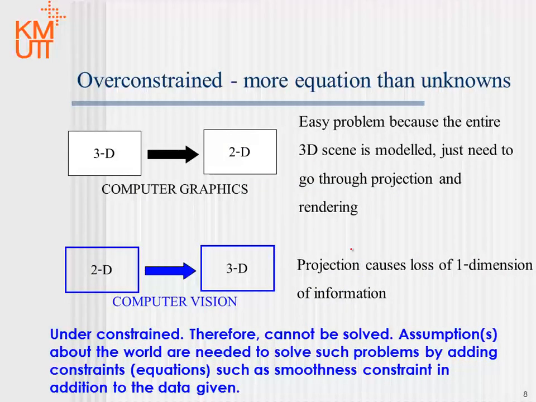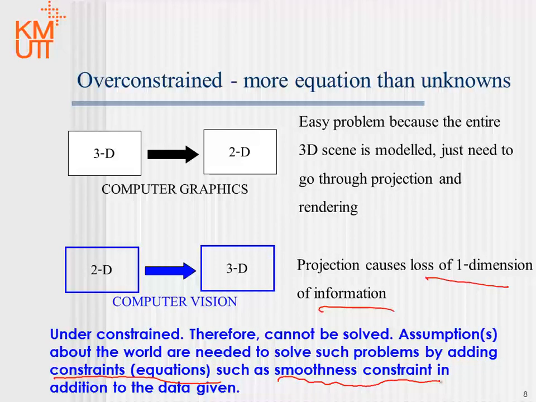Okay, so now I explained again, in computer graphics, it's 3D to 2D, it's easier. Computer vision, projection causes loss of one dimension of information. So it's under constraint and cannot be solved. Assumptions about the world are needed to solve such problems by adding more equations. We add some artificial equations sometimes. They're not realistic sometimes. Sometimes they're realistic. Like we could add the smoothness constraint.